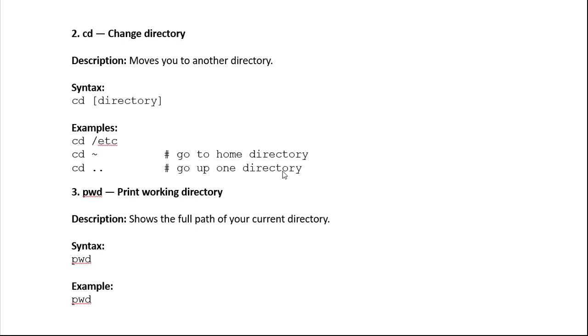The third command is pwd, print working directory. The description is show the full path of your current directory. Syntax is pwd. Example: write pwd, and the path shows the present working directory.